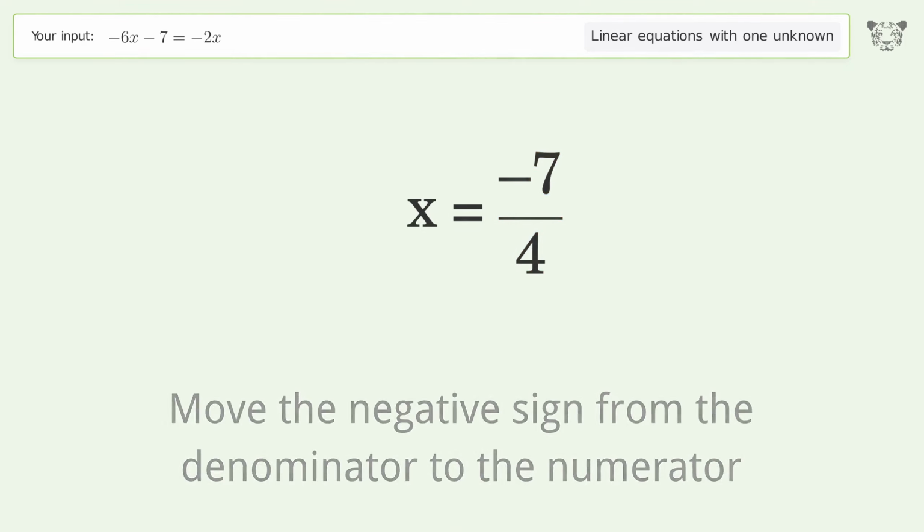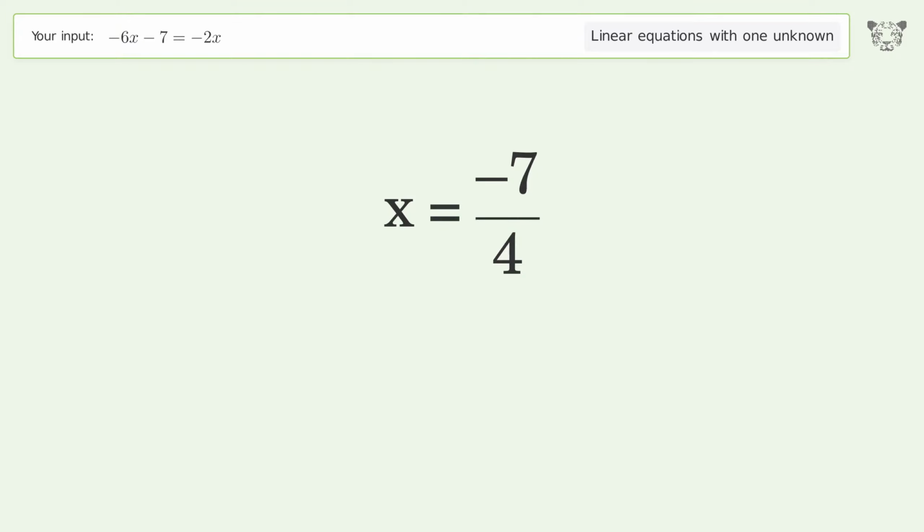And so the final result is x equals -7/4.